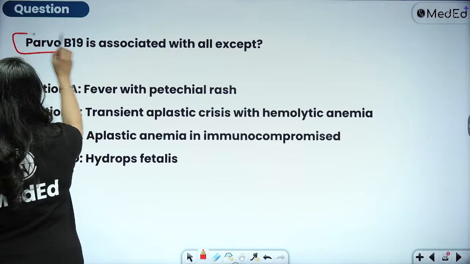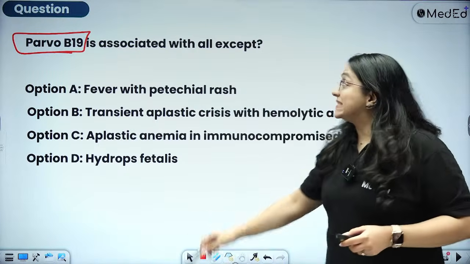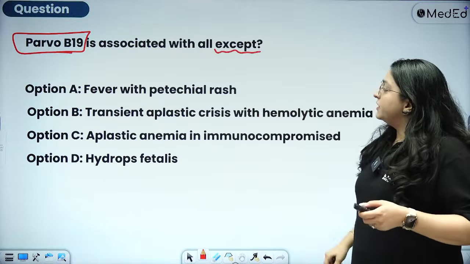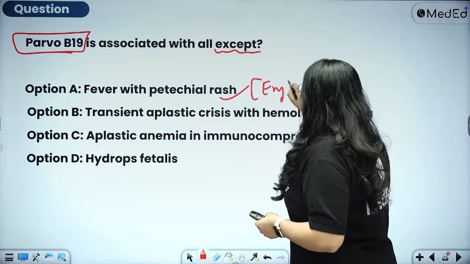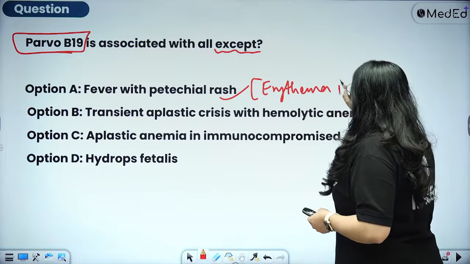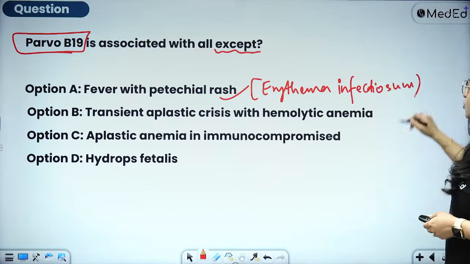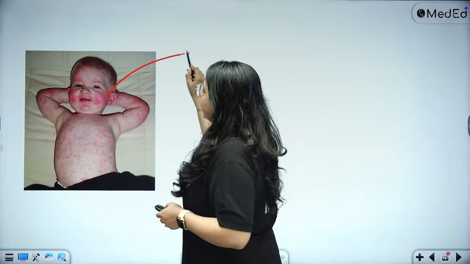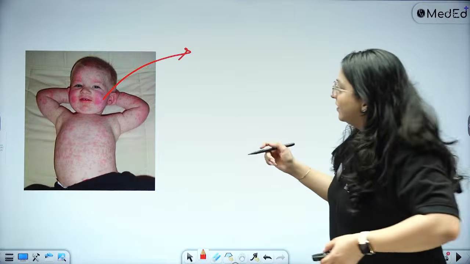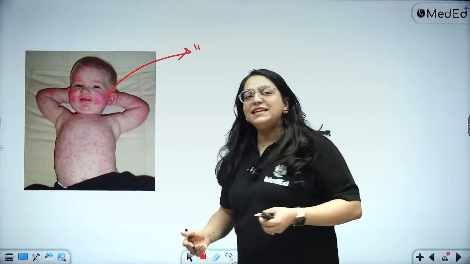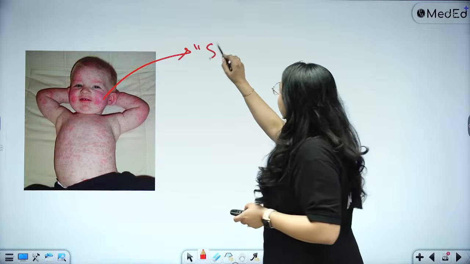Parvovirus B19 is associated with all except. Buzzword: fever with petechial rash. Of course, it causes erythema infectiosum. Erythema infectiosum, also called slapped cheek appearance, the most famous baby ever. This is the most famous baby ever, the one who is sitting nicely even after getting two tight slaps. So, slapped cheek appearance.